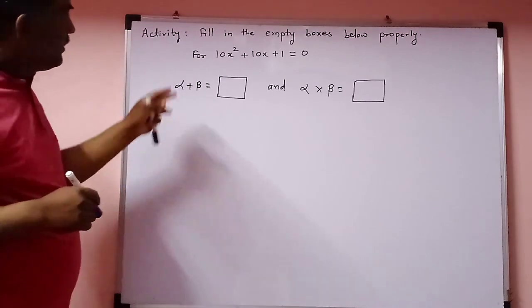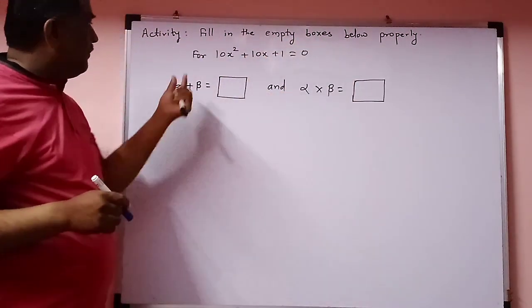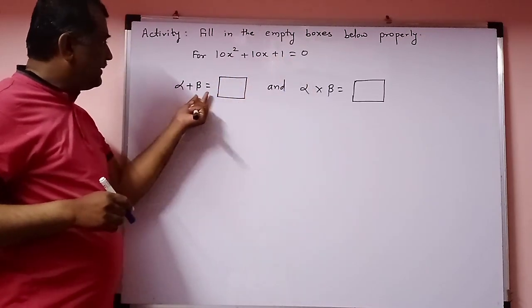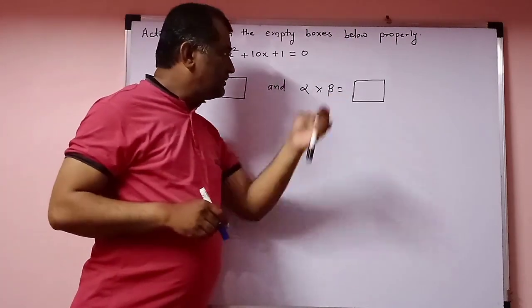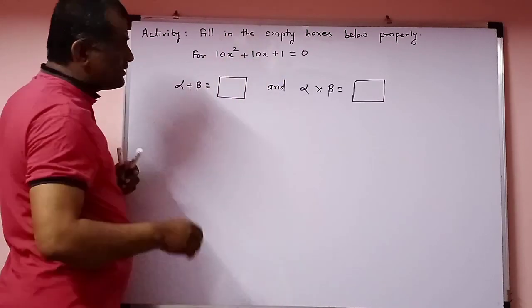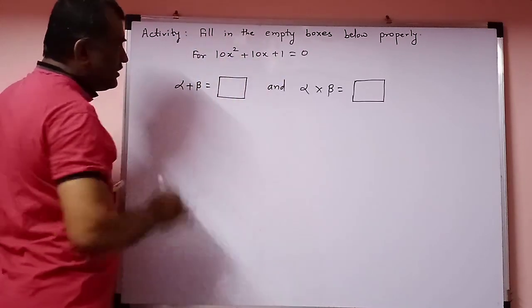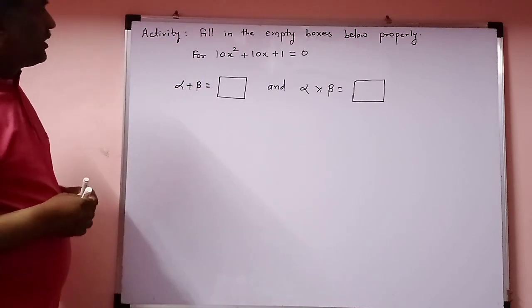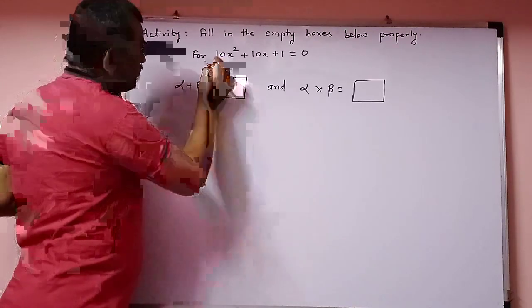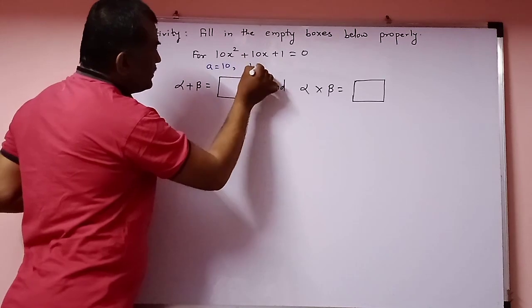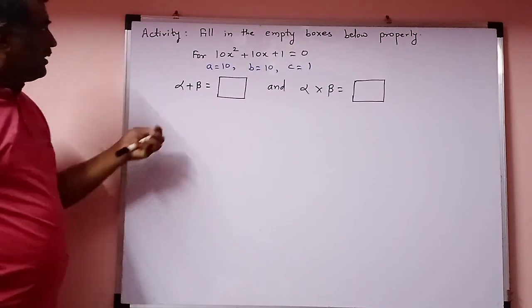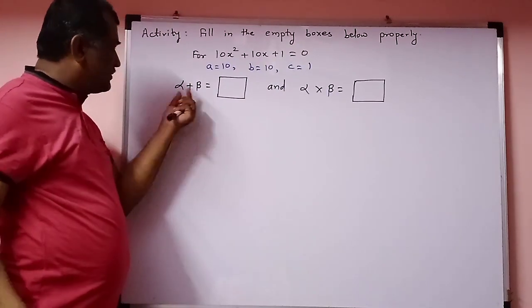See what the activity is: fill in the empty boxes below properly. For 10x square plus 10x plus 1 is equal to 0, here alpha plus beta is equal to bracket and alpha into beta is equal to bracket. First, the given quadratic equation is 10x square plus 10x plus 1 is equal to 0. Comparing this quadratic equation with the general form ax square plus bx plus c is equal to 0, a is equal to 10, b is equal to 10 and c is equal to 1. Then find the value of alpha plus beta.